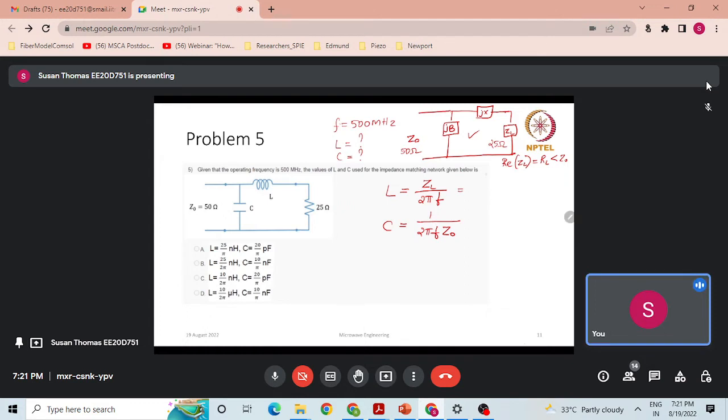So I hope I can just give you some hints. 2 pi into 500 into 10 power 6, and this is 1 by 2 pi into 500 into 10 power 6 into Z0, which is 50. So once you solve this, you will be able to get the value of L and C. Okay. I hope I can go to the next question.